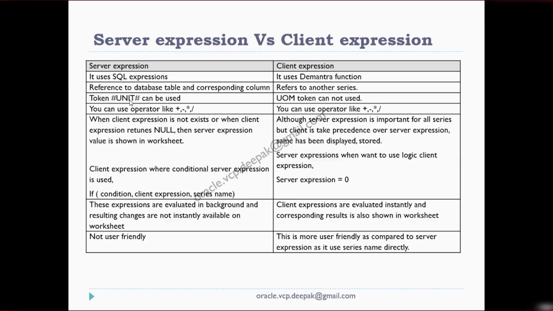So what is meant by a token? When I mention hash unit hash, what is meant by that? If I change my unit of measure, then accordingly my value gets changed. The best example is currency. If I use USD, then the numbers will be different. If I use CAD, Canadian dollar, then the numbers will be different. So if you want to show the data as you change your unit of measure, which includes currency or UOM, then you have to use this token in your expression, multiplied by this token.